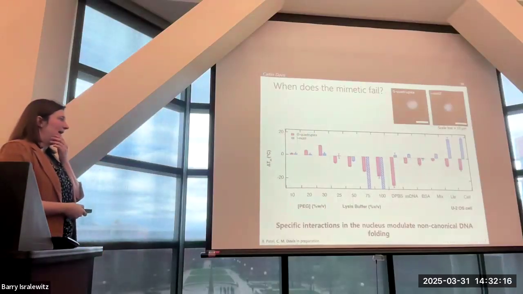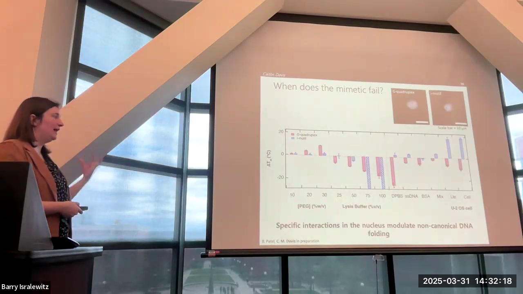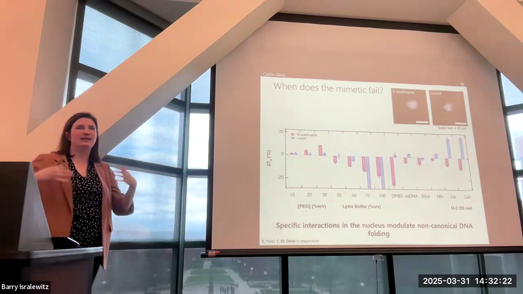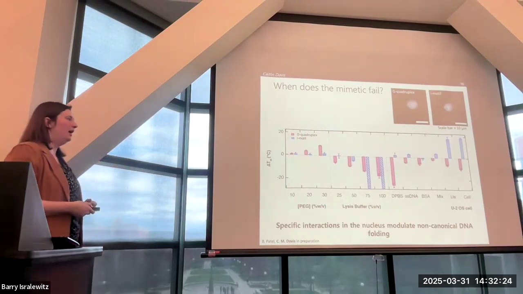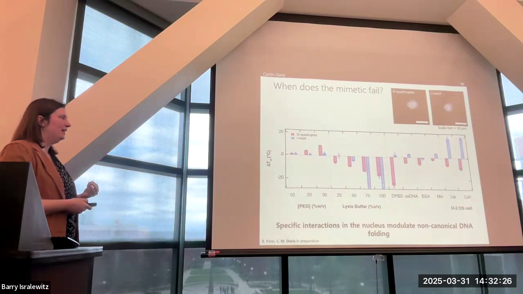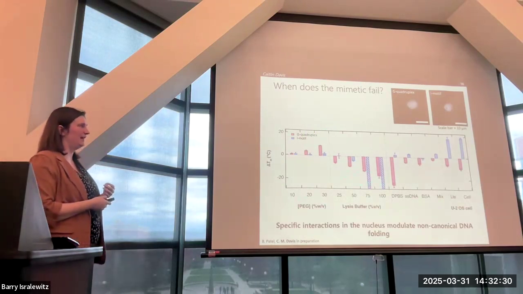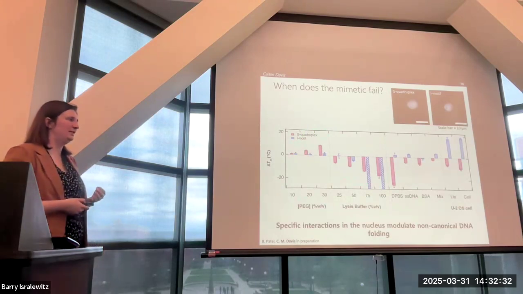So we used our PEG, our crowding mimetic, and both of these structures are stabilized. And this is what we expect, right? Steric crowding stabilizes. We looked at our lysis buffer, and we see that it is destabilizing to both of our systems. So here red is G quadruplex and blue is i-motif.